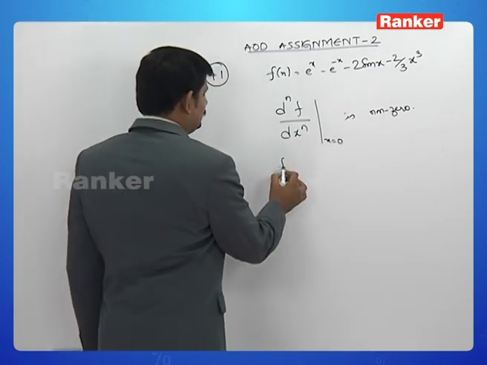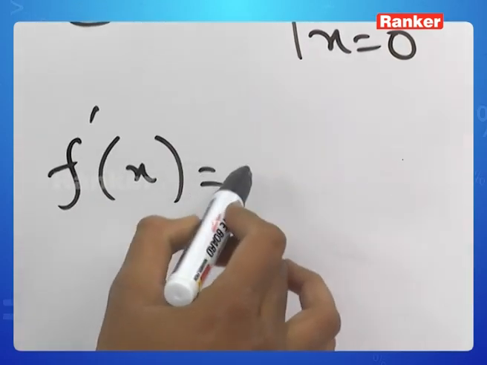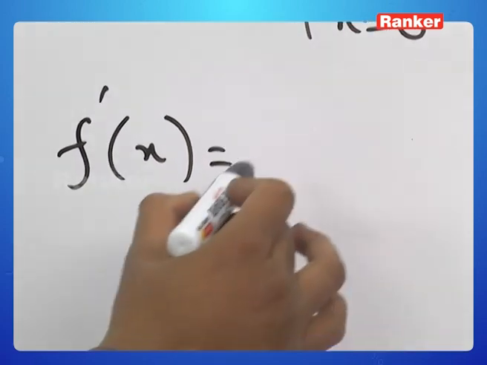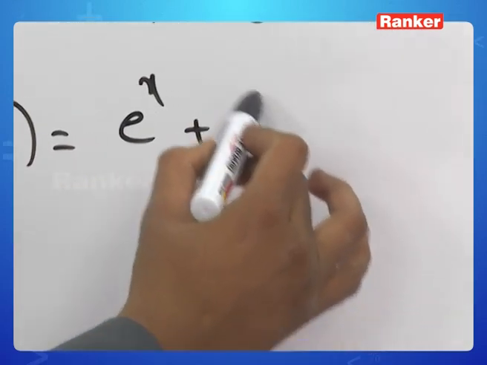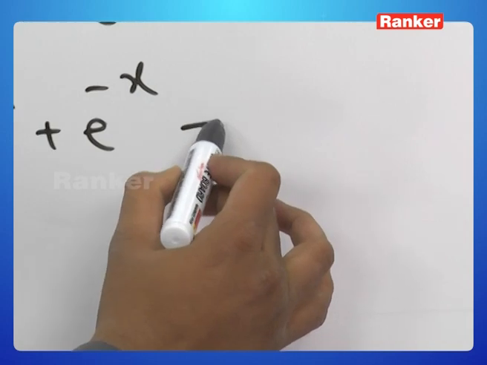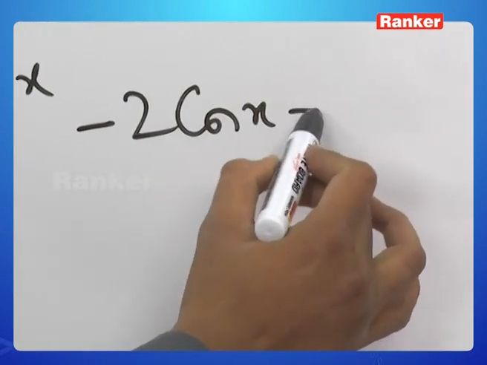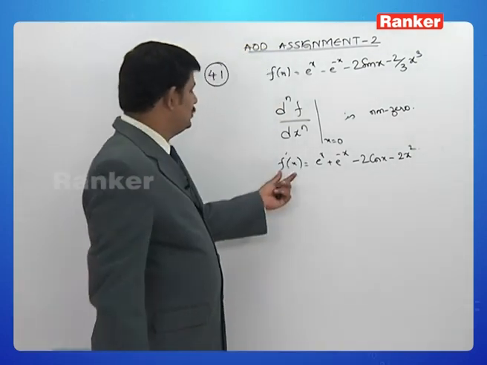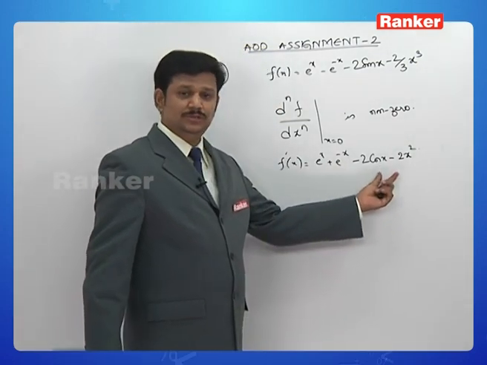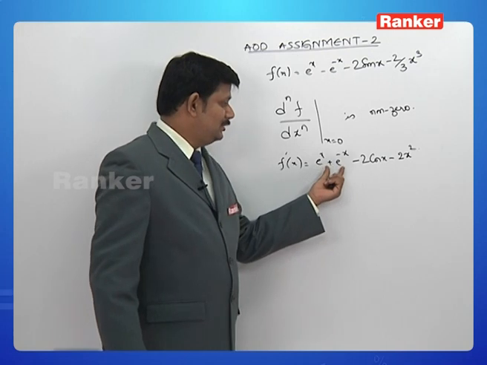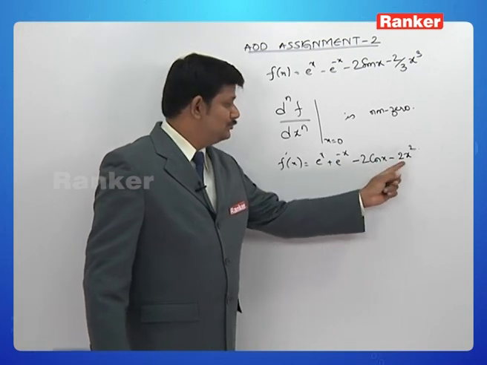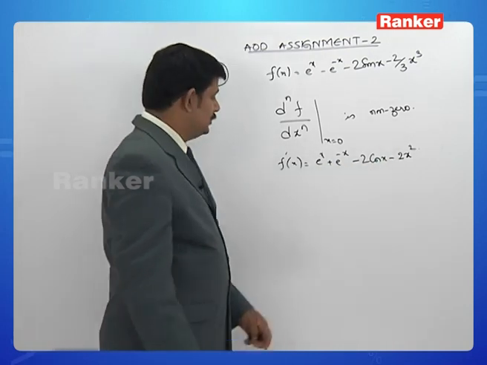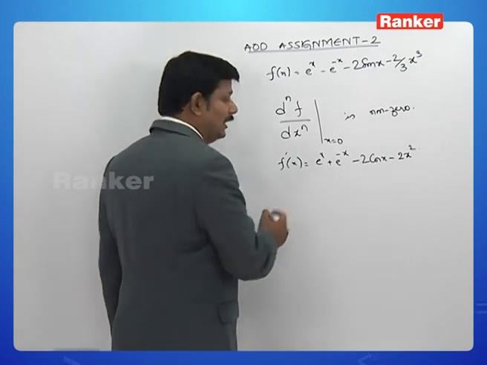Look at f of x, differentiate: f dash of x is e power x plus e power minus x minus 2 cos x minus 2x square. At x equal to 0, e power x is 1, 1 plus 1 minus 2 is 0, so it is 0. So, n is not 1.